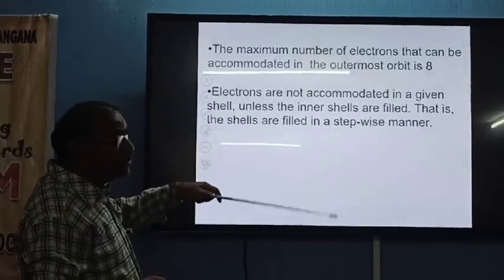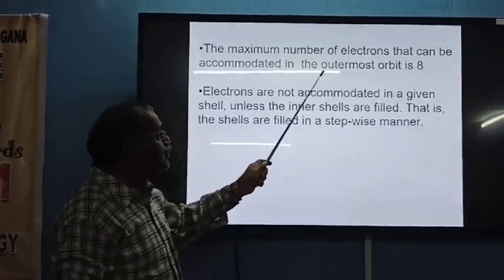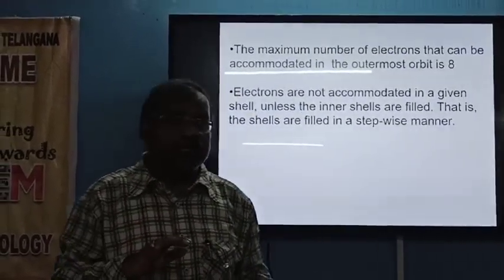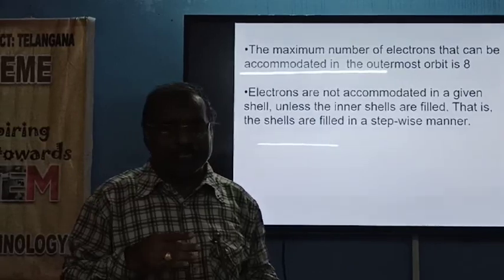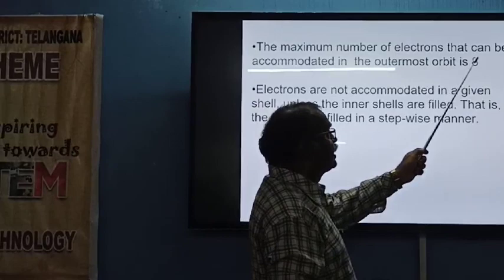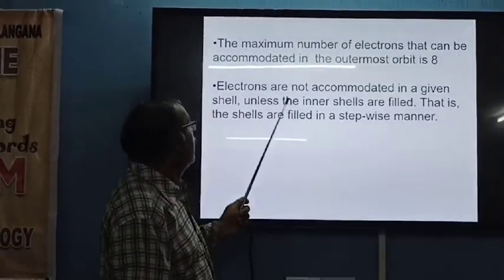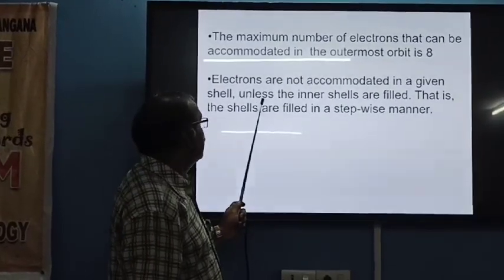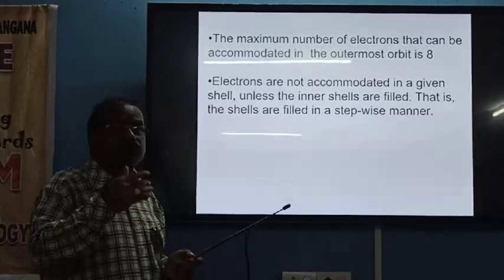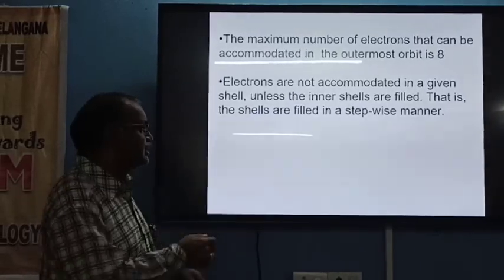And in addition to that, the outermost orbit, the last one, should not contain more than 8 electrons, though its capacity may be 32 or 100, whatever it may be. If it is the last one, we cannot give more than 8 electrons there. Maximum capacity is 8 if it is the last shell, first condition. Second, electrons are not accommodated in a given shell unless the inner shells are filled. First the inner shells should be filled, then only you go to the higher levels. That is based on certain rules, which we will discuss later, not now.